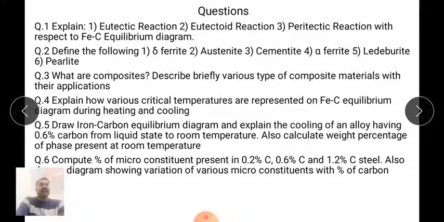Suppose the question asks for any two invariant reactions with respect to the iron carbon equilibrium diagram. In that case the question may be asked for 6 marks, 2 marks for each reaction. Any two invariant reactions means out of these three reactions, you can explain any two reactions with respect to the iron carbon equilibrium diagram. In that case the weightage of marks will be 2 marks each for one reaction and 2 marks for the iron carbon equilibrium diagram. Likewise the weightage will be there.